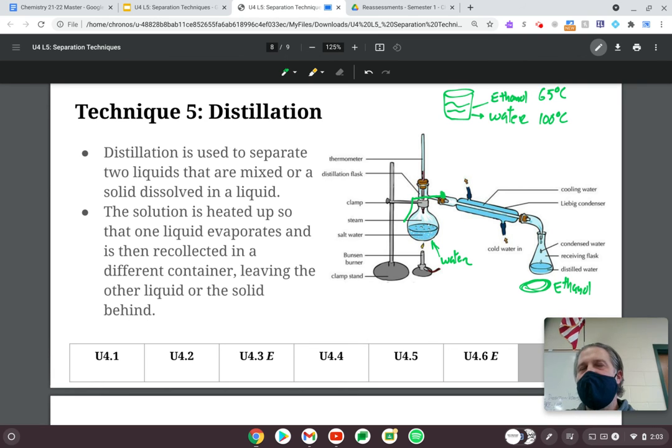And then if you really, really wanted to get the water out, you would just continue heating it until you got to 100 degrees Celsius, and then it would start boiling again. So it would boil at 65 and stay at 65 until all of the ethanol had vaporized, and then it would stop boiling until it got to 100 degrees, and then it would start boiling again. And that's what I think is fascinating about this. But it is what it is. Anyway, distillation.